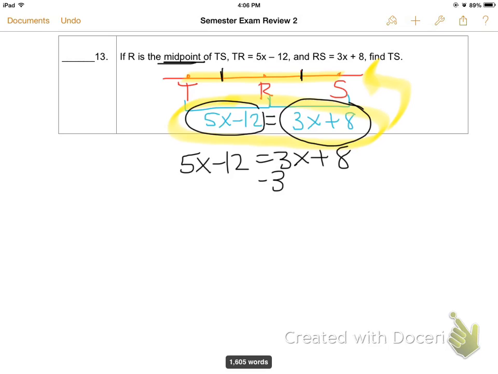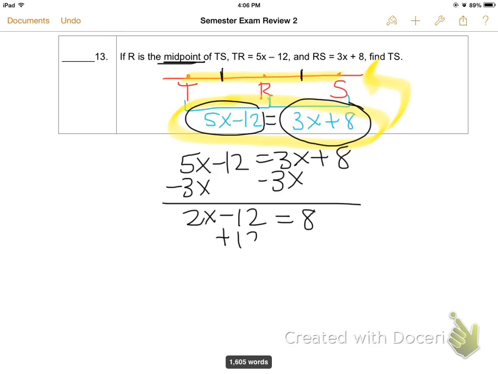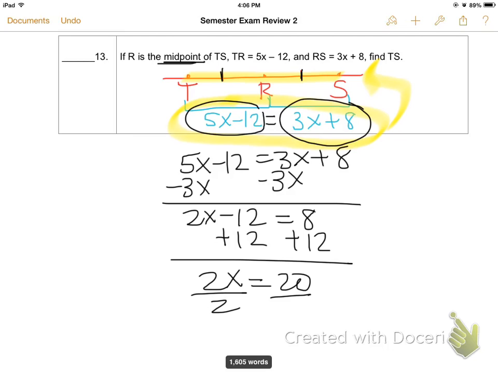And I can subtract 3x from both sides, which leaves me with 2x minus 12 equals 8. Then I can add 12 to both sides. 2x equals 20, divide off our 2, and x equals 10.